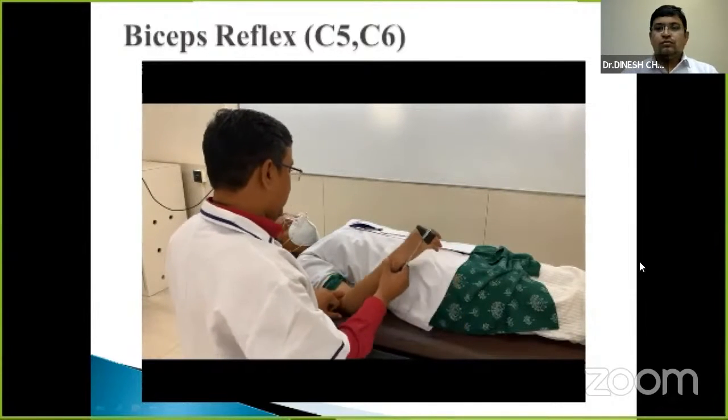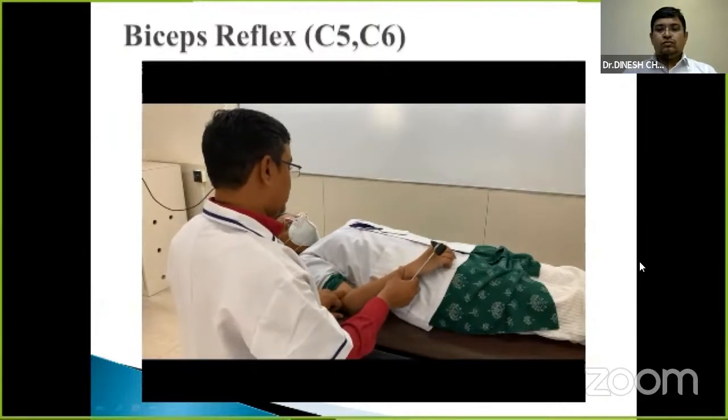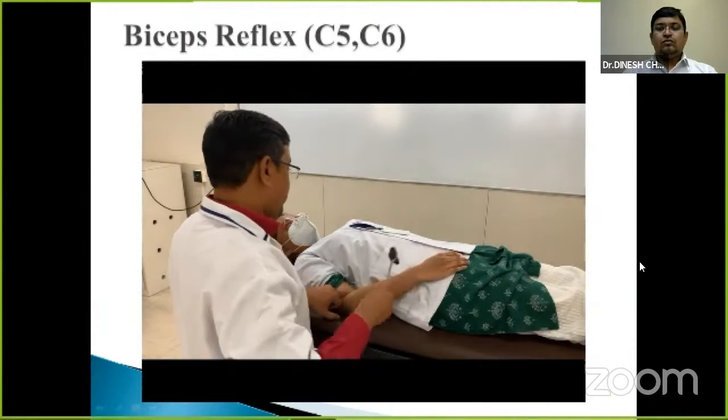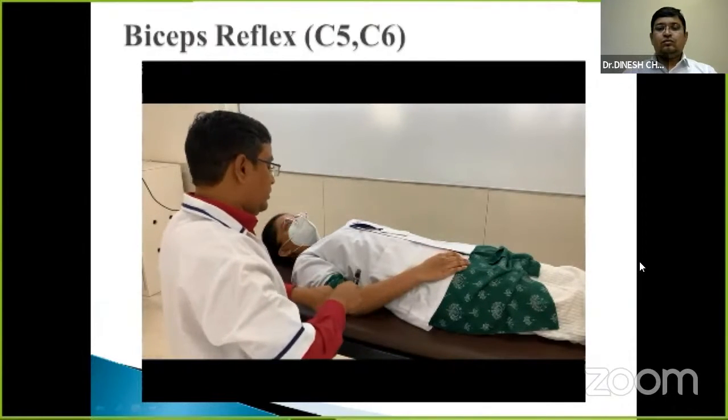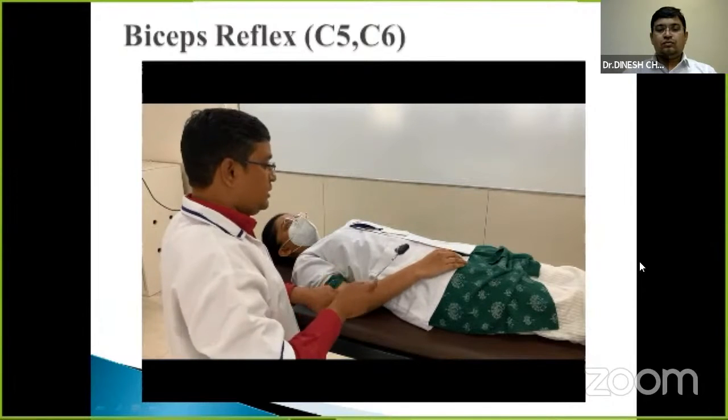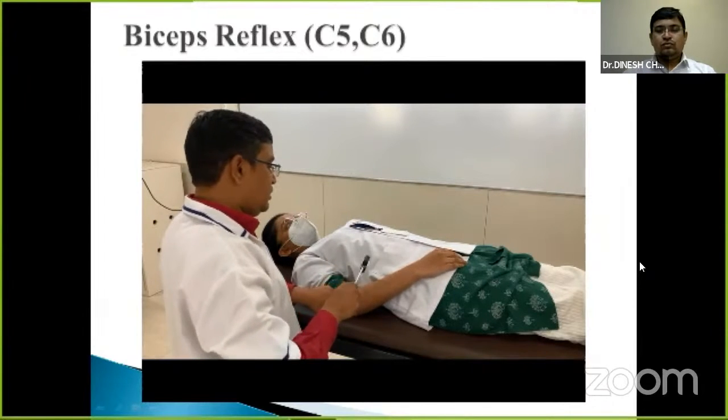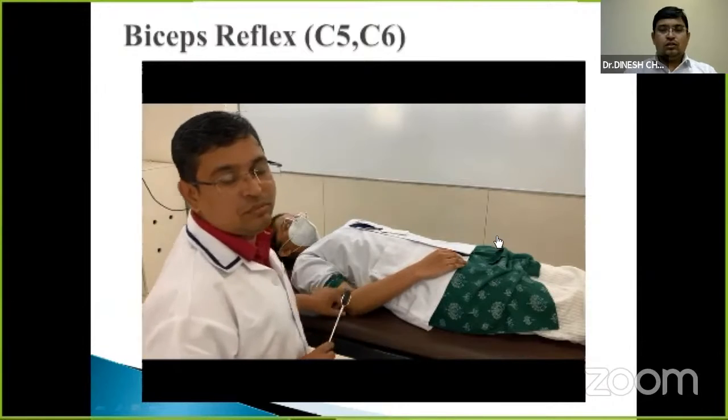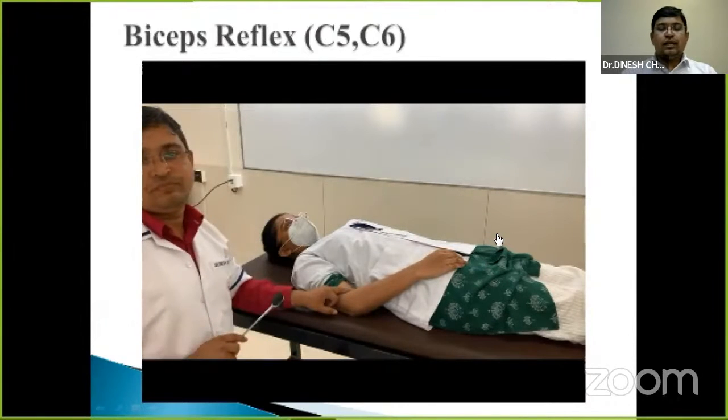Position the elbow at about 30 degrees of flexion. Palpate the tendon and then hit on the thumb. So we'll see the response: flexion. In the biceps reflex, you have to palpate with your finger over the tendon, because it's a very delicate structure.